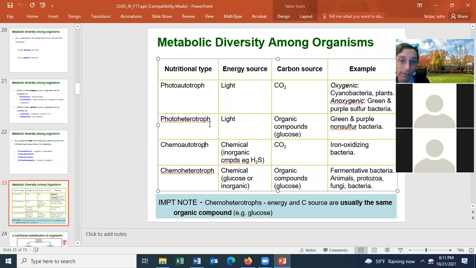The photoheterotrophs get their energy needs from light, and they get their carbon source from an organic chemical compound, such as glucose. You're probably not familiar with the photoheterotroph, but the green and purple non-sulfur bacteria are photoheterotrophs. All right, any question about any of this?